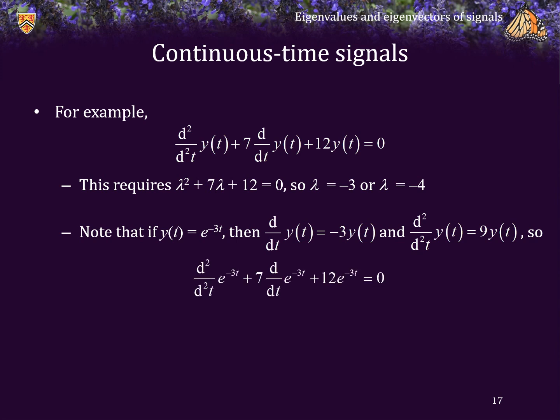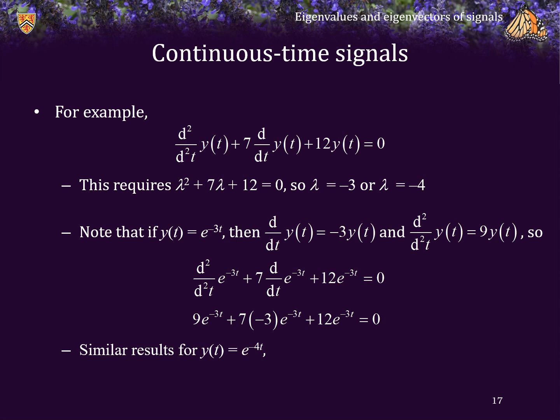All right, so there we have substituted e to the negative 3t into the original equation. When we calculate the derivatives, we get that 9 times e to the negative 3t plus negative 21 times e to the negative 3t plus 12 times e to the negative 3t is equal to 0. But that's true because the coefficients 9 minus 21 plus 12 do indeed add up to 0. You can do exactly the same thing with e to the negative 4t.